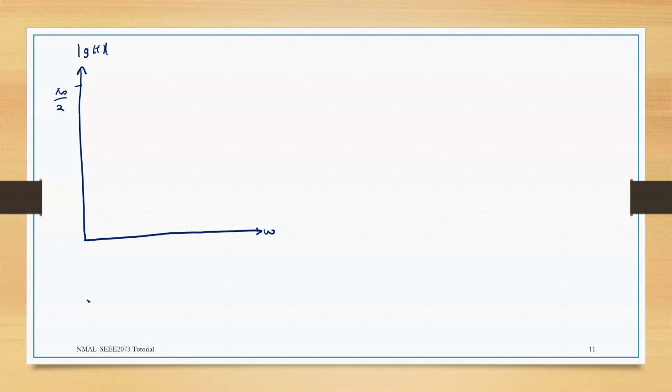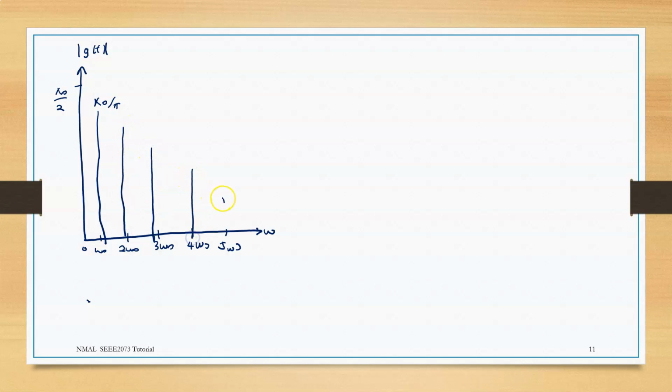Right. So we have from omega naught, 2 omega naught, 3 omega naught, 4 omega naught, and 5 omega naught. So for 0 it is x naught over 2. For omega naught, it is x naught over pi. Okay, so the line also becomes shorter as n increases: x naught over 2 pi, x naught over 3 pi, x naught over 4 pi, x naught over 5 pi.